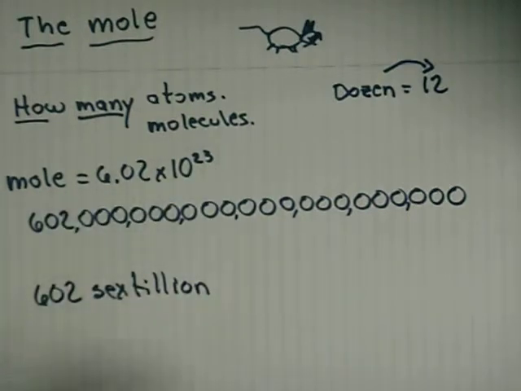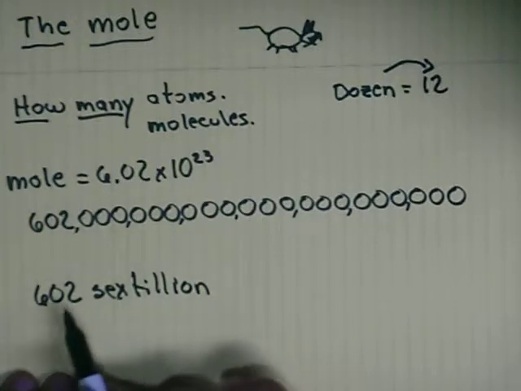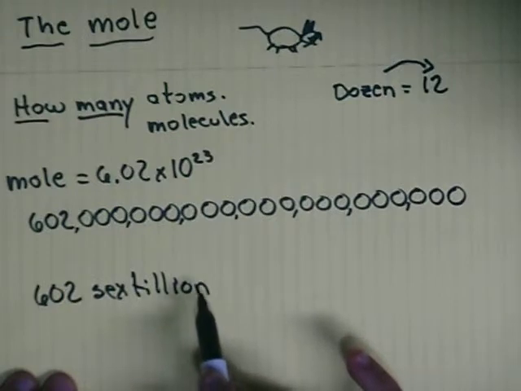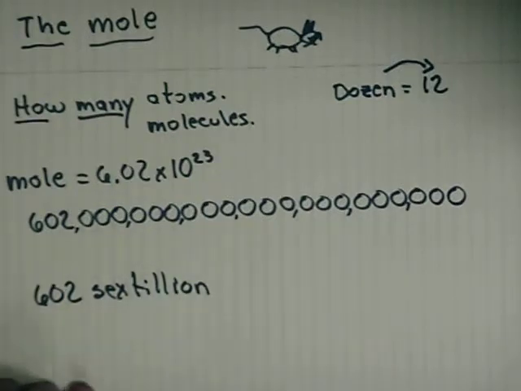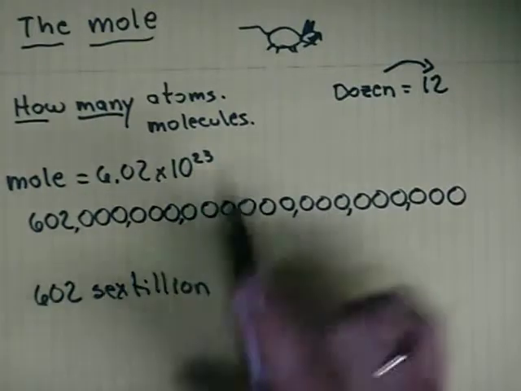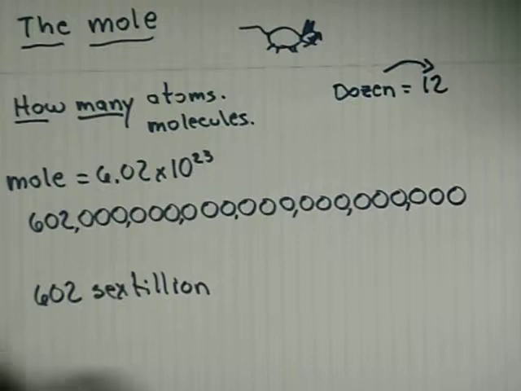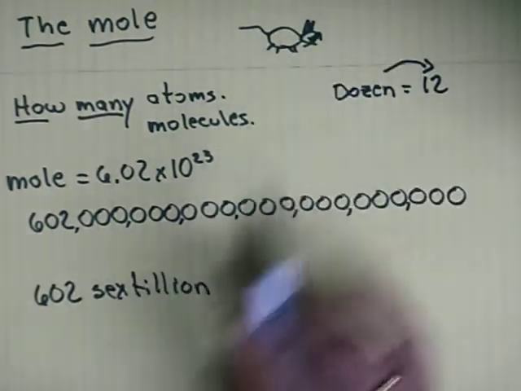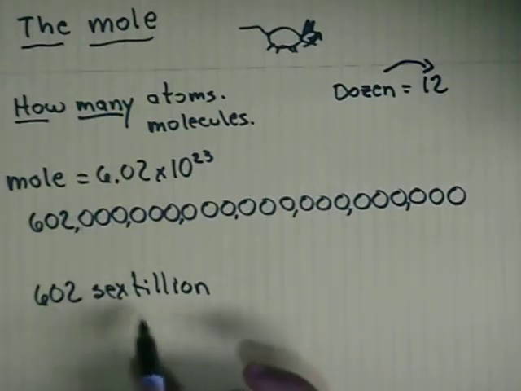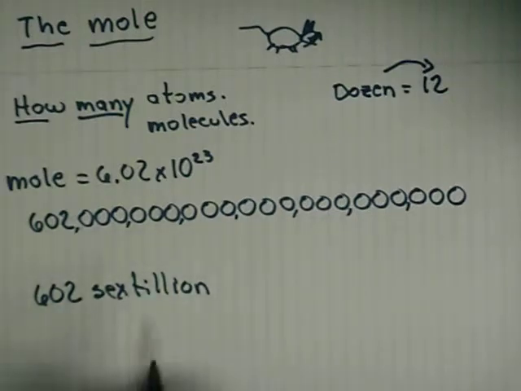So if you say you have a mole of carbon, that means you have 602 sextillion atoms of carbon, or 602 sextillion carbon atoms. If you were to say that you had a mole of moles, well, that means you would have 602 sextillion moles, little furry things running around. Fortunately, there aren't that many moles on the planet, so we're in good shape there.